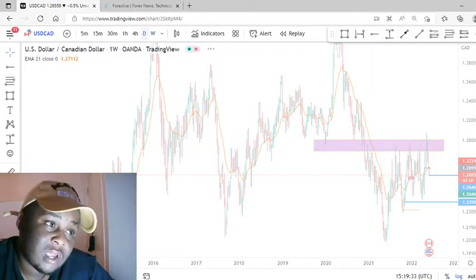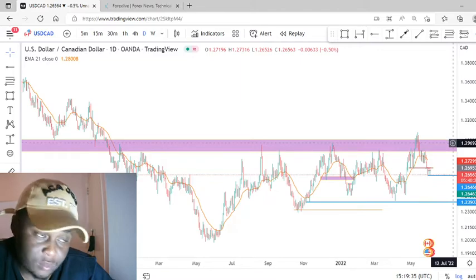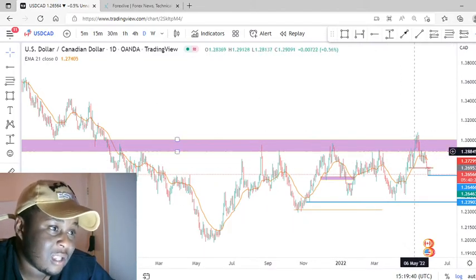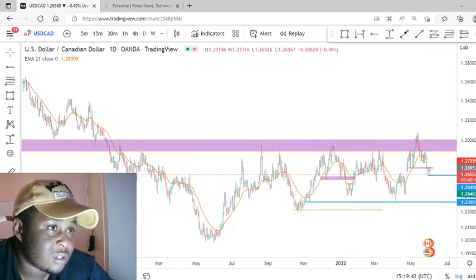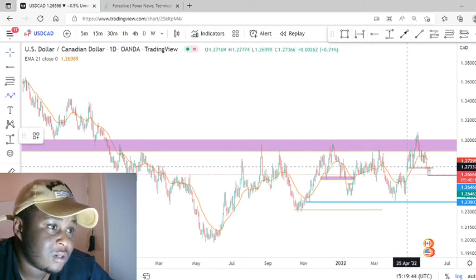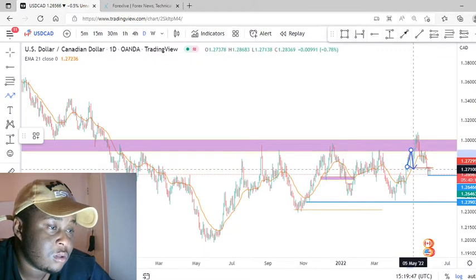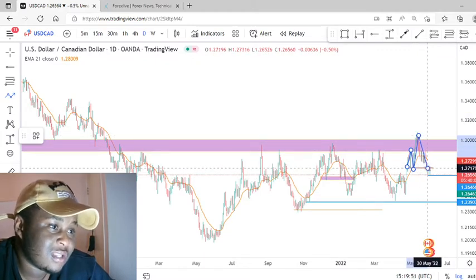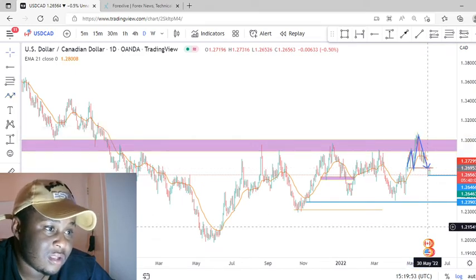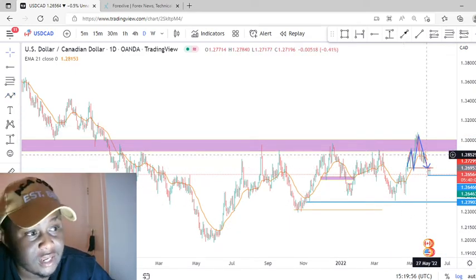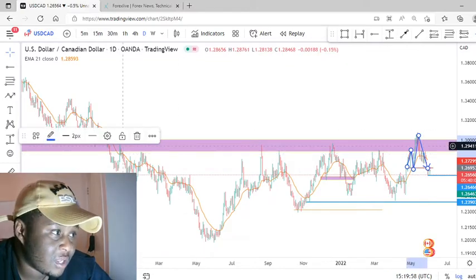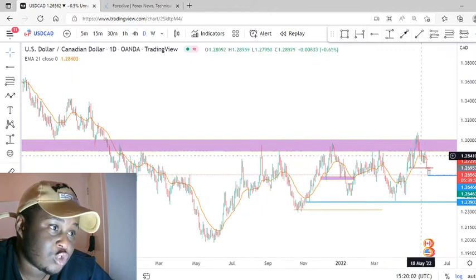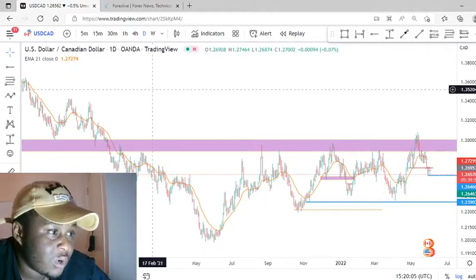So I went down to the daily chart, looked at it. Okay, I'm like, alright, it's a double top. Let me just show you. It's a double top. Understand me? It's a double top at a level of significance in the market, e.g., the resistance, right? Double top at resistance means we're going down, right?